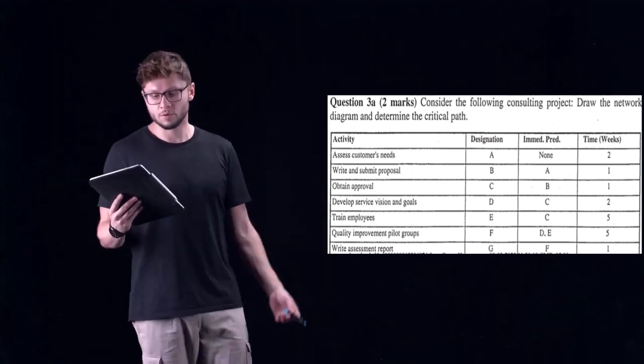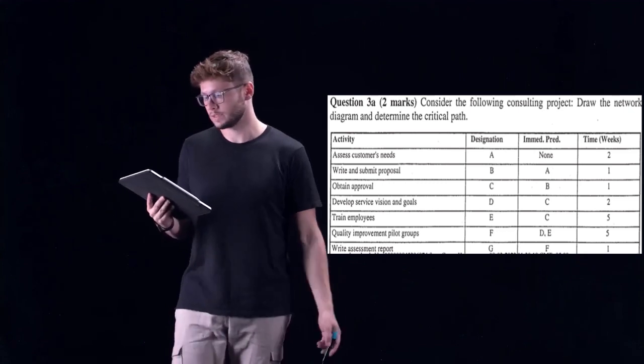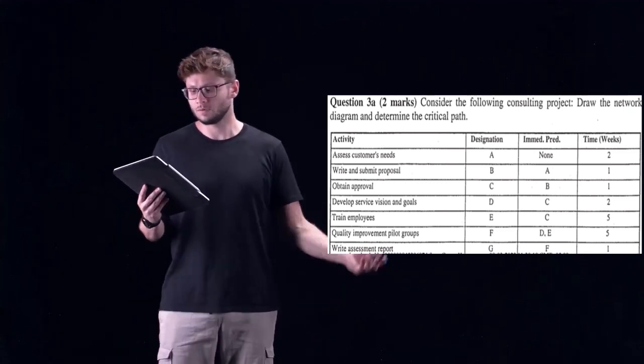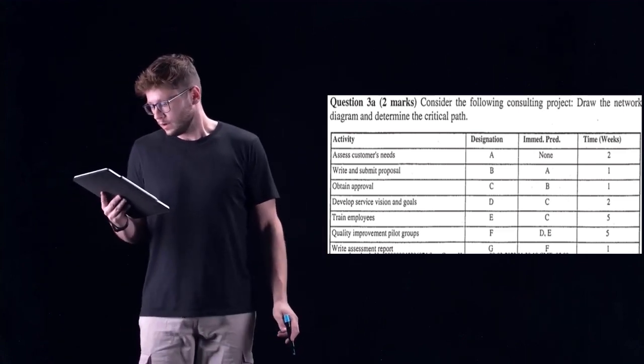The last rightmost column gives us the time. In this case, the time is given in weeks. A takes 2 weeks, B takes 1 week, D takes 2 weeks, etc. So let's go ahead and get started.